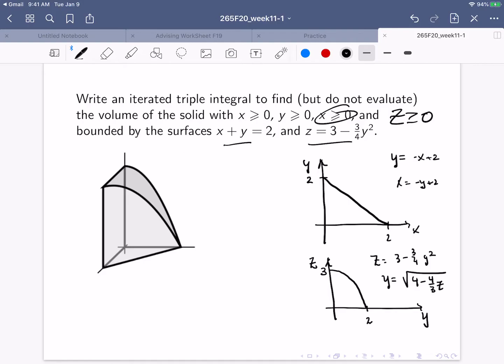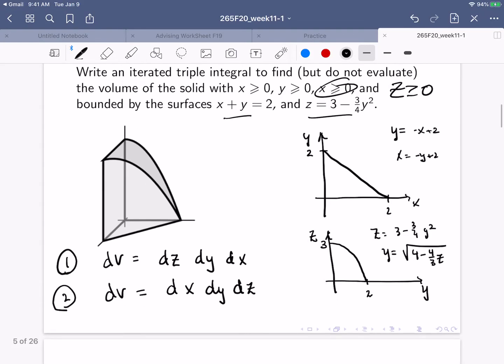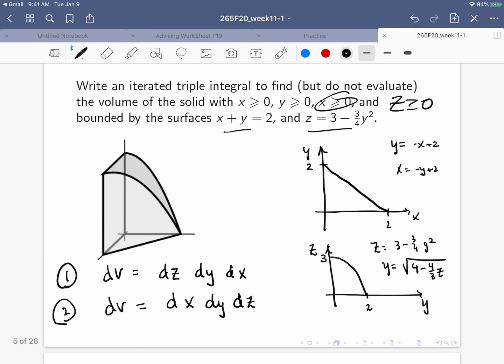So suppose we're told that we want to write this integral in two different forms. We want to find the volume of the solid using, first of all, dV to be dz dy dx, and then dV equals dx dy dz. All right, so let's tackle the first one.